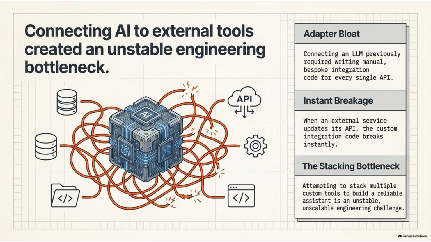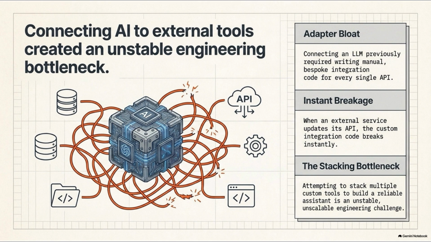Before MCP, the typical way to connect an LLM to an external tool was to write bespoke custom integration code. If you wanted your agent to look up customer data, you wrote custom code for your database API. If you wanted it to coordinate schedules, you wrote custom code for your calendar API. This created what we call adapter bloat. Developers spent more time writing and maintaining glue code than actually building intelligent systems.